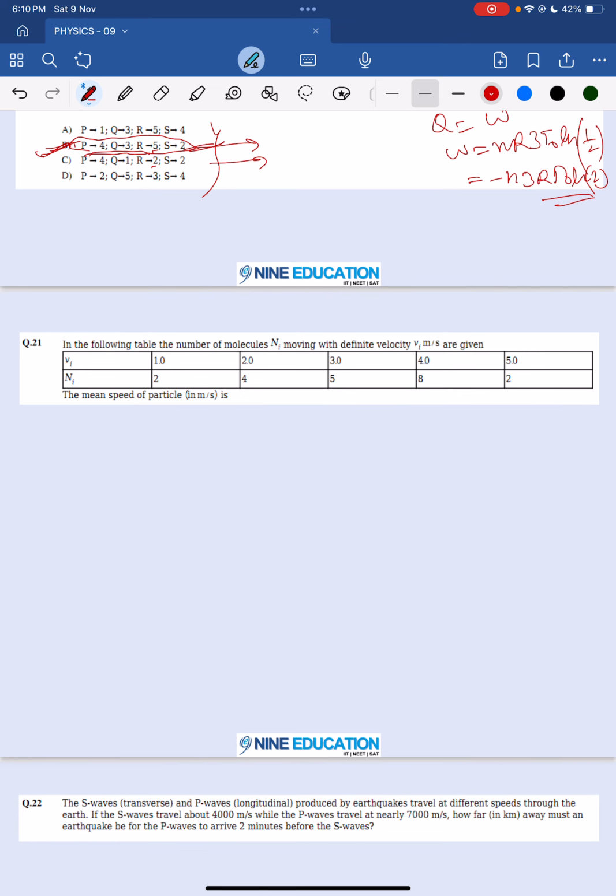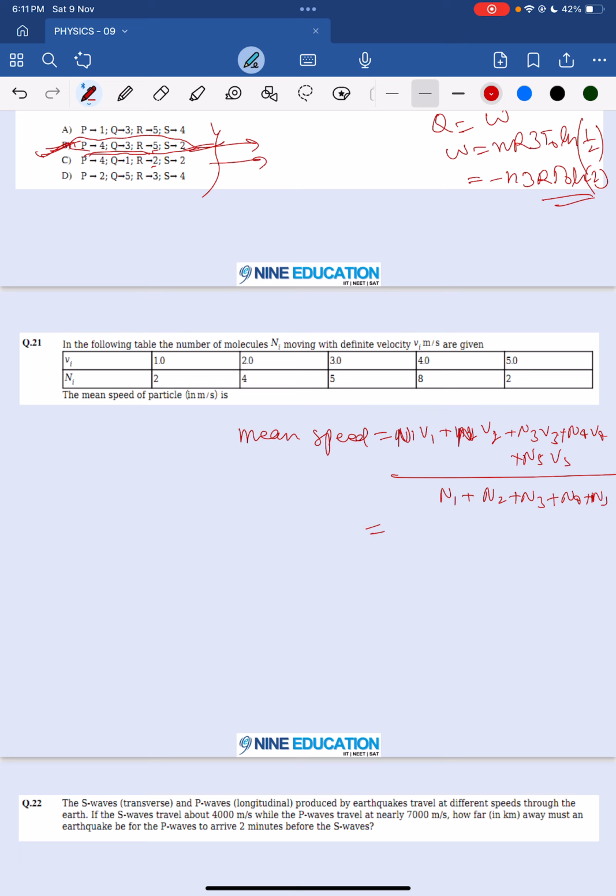Next question is, in the following table the number of molecules Ni moving with a definite velocity Vi are given and they're asking what is the mean. All right, normally we have the mean formula, but we can also calculate the average by the old average method. What is that? N1V1 plus N2V2 plus N3V3 plus N4V4 plus N5V5 divided by, you know the deal, N1 plus N2 plus N3 plus N4 plus N5.